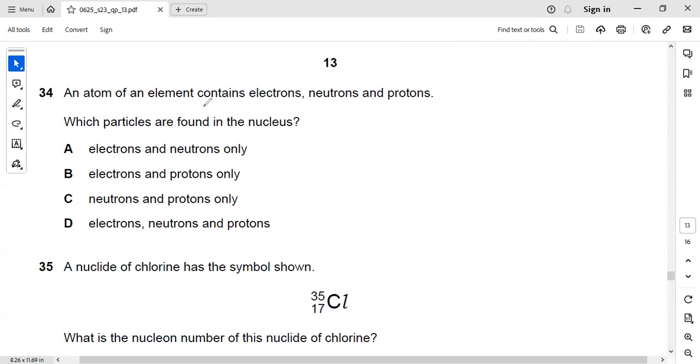An atom of an element contains electrons, neutrons, and protons. Which particles are found in the nucleus? Inside the nucleus, we can find neutrons and protons. Electrons are orbiting outside the nucleus. So the right answer is C, neutrons and protons only.